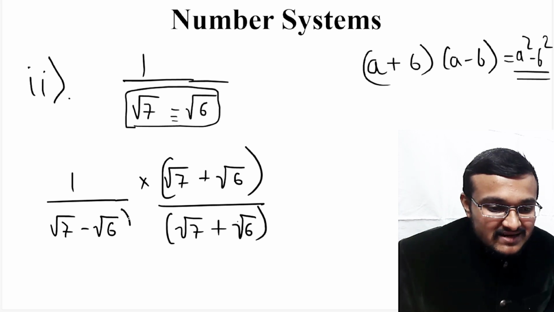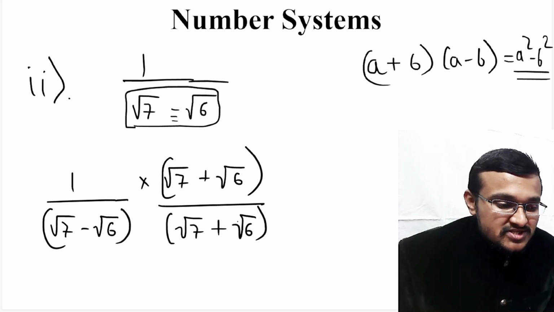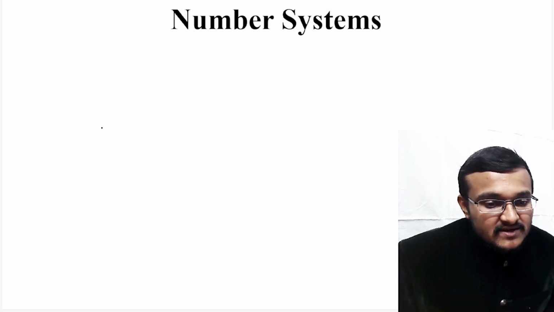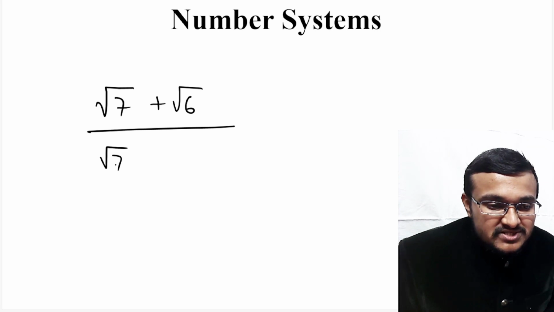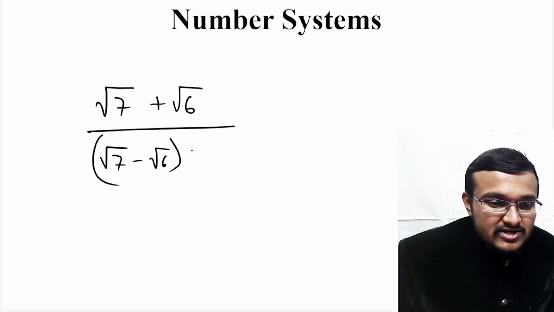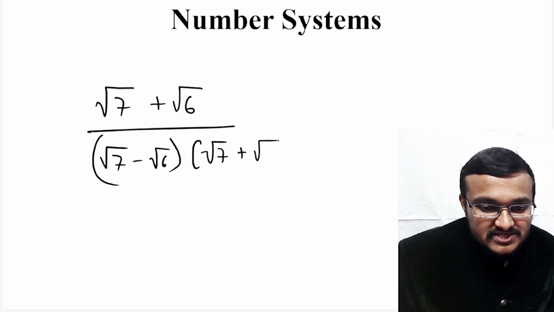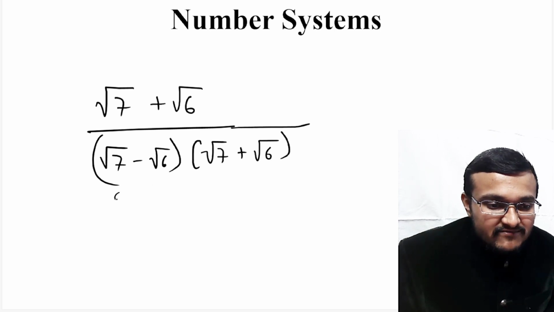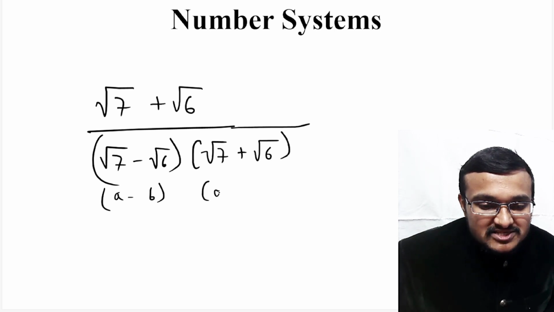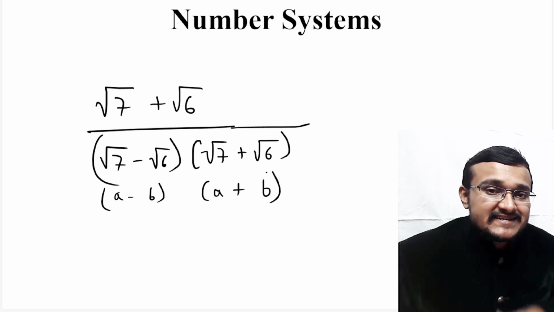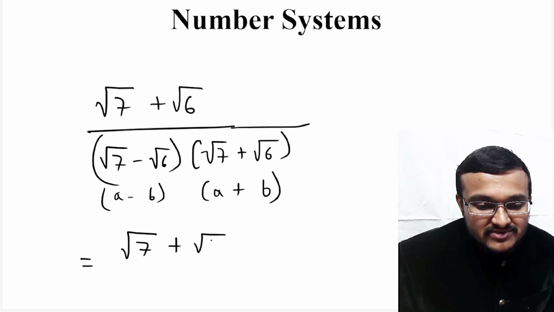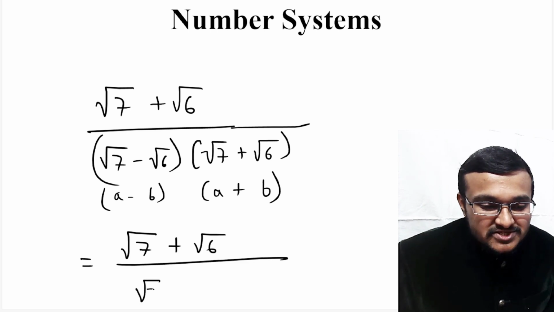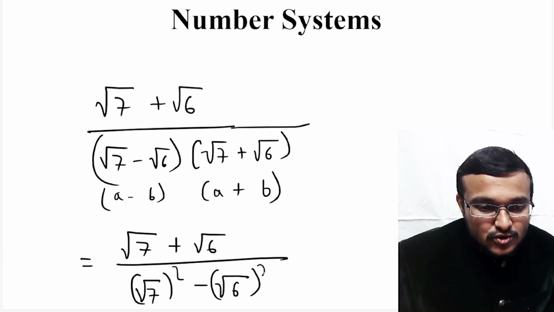So when you do that, here you can clearly see, when you do 1 into root 7 plus root 6, you will get root 7 plus root 6 in the numerator divided by root 7 minus root 6 into root 7 plus root 6. So here you can clearly see you have a minus b into a plus b in the denominator. So that is nothing but a square minus b square. So directly you can write this as root 7 plus root 6 divided by root 7 whole square minus root 6 whole square.